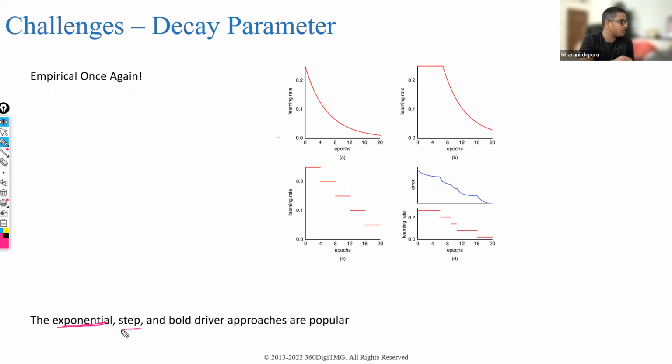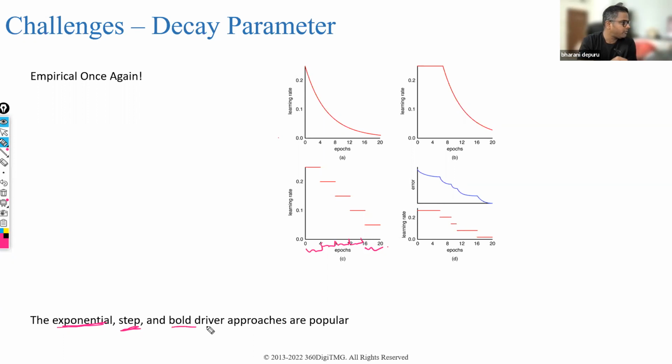Or should I use the step approach? In the step approach, for 4 epochs I won't change the learning rate. Then I'll drop the learning rate. For the next 4 epochs I'll not change it. Again I'll drop it. The next 4 will be the same. Again I drop it. This is called the step method.